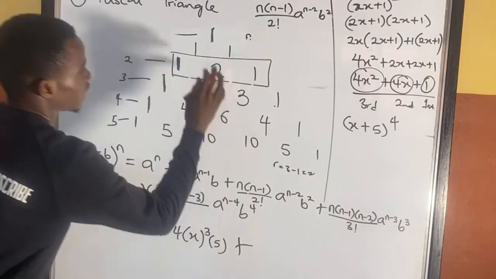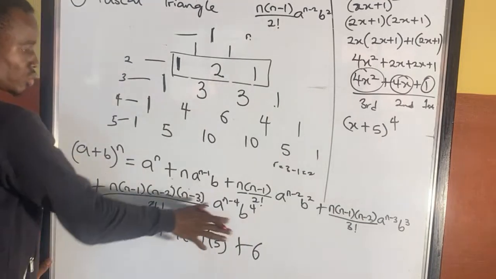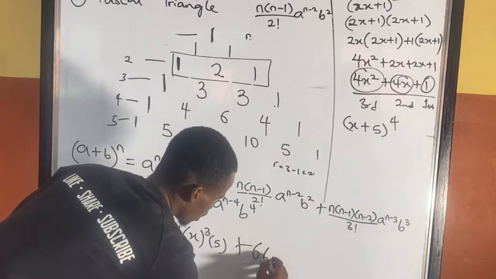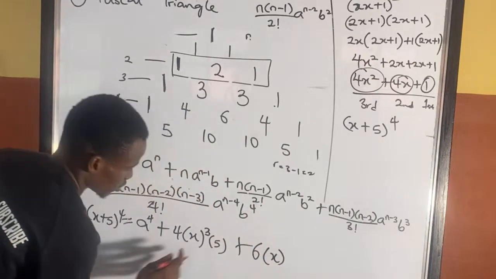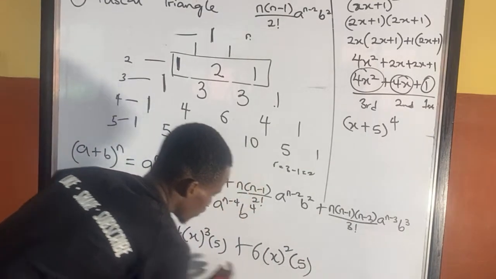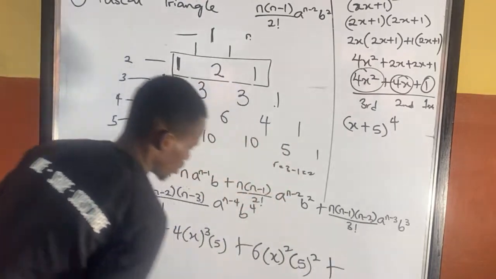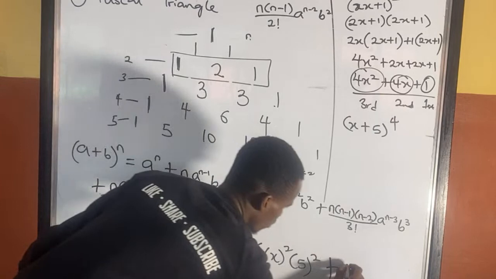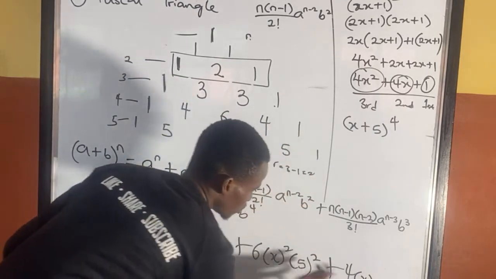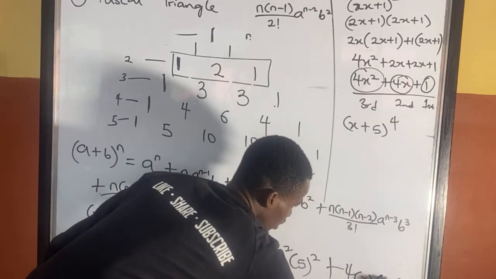So plus, what's the next? 6. You don't need to struggle yourself in solving this one. 6, right? Then after that, what's your a? Your a is x. From 3 it becomes 2. It's descending. This one 5. Your b is 5. From 1 it becomes what? 2. Let's continue. The next one is what? 4. Right? Your x is what? Your a is x. From 2 it becomes what? 1. So you leave it as this. Then your 5. From 2 it increases to 3.